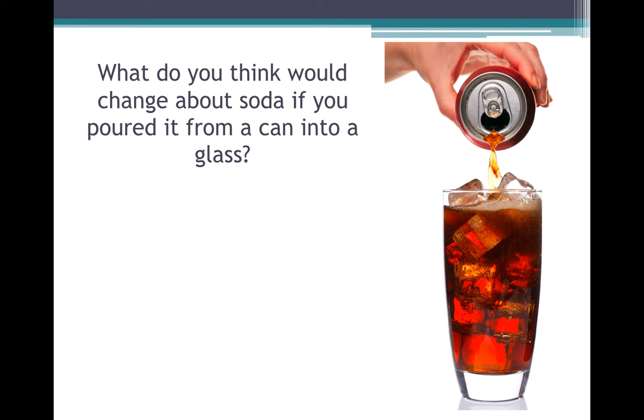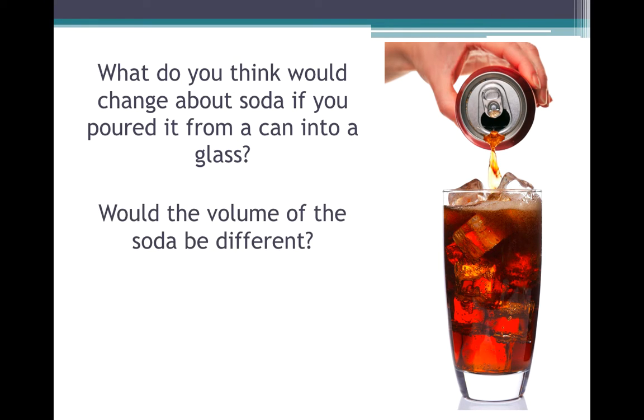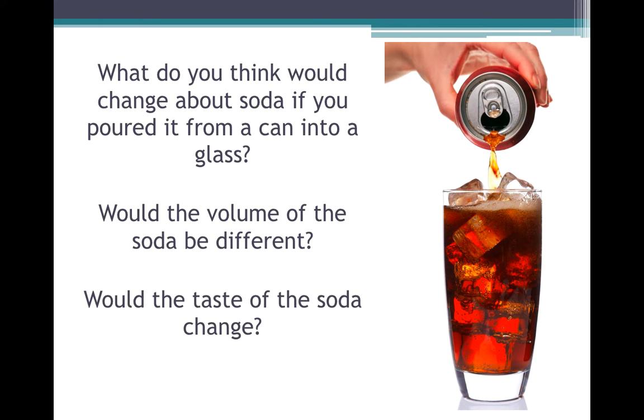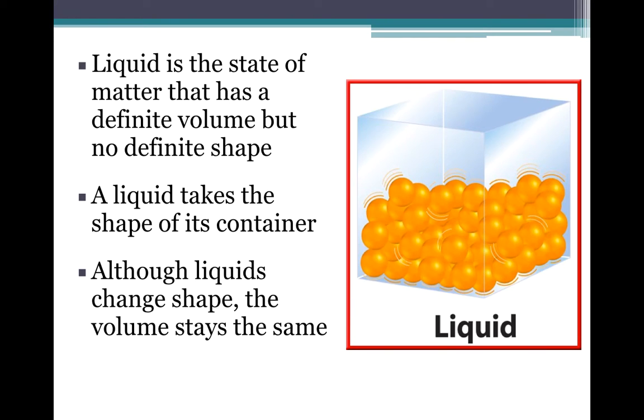Let's consider another scenario. What do you think would change about soda if you poured it from a can into a glass? Would the volume of the soda be different? Would the taste of the soda change? Liquid is the state of matter that has a definite volume, but no definite shape. This means that if you put it into a different container, the amount of space it takes up will not change, but the shape of the liquid will change to take on the shape of its container. So liquids can change shape, but the volume stays the same.